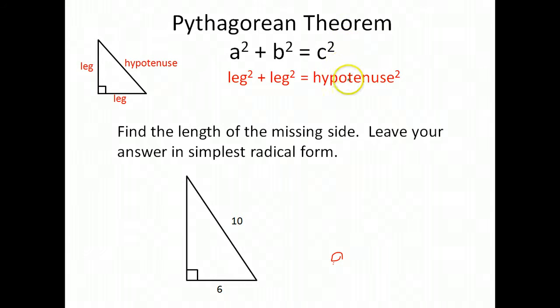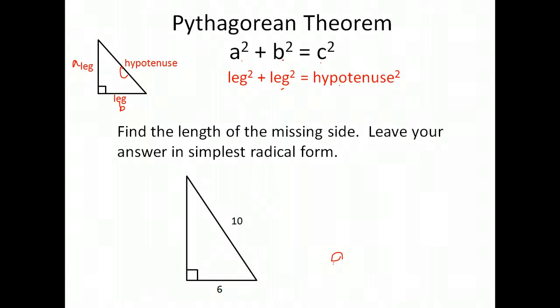Alright, here again we have the Pythagorean Theorem, which works only in right triangles, and it says that the leg squared plus the leg squared equals the hypotenuse squared. We write that a squared plus b squared equals c squared. A and b are the legs, and c is the hypotenuse. Let's use it on this example down here.